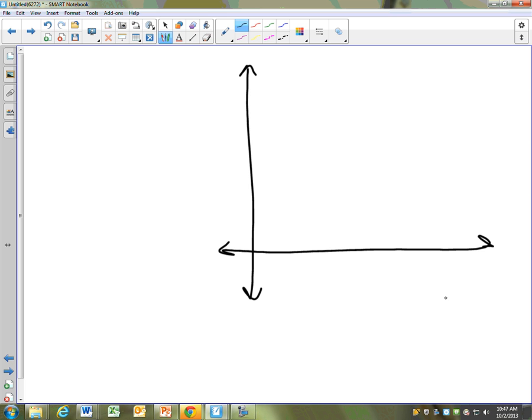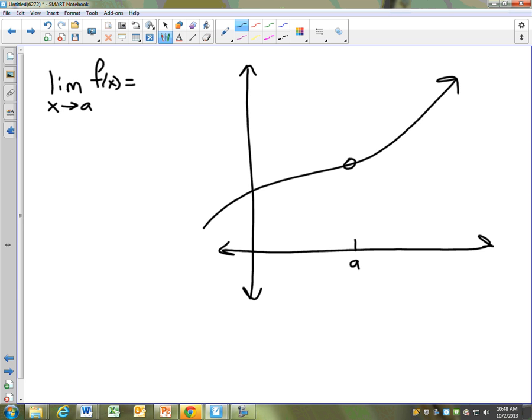Do you remember what I started drawing first yesterday? Let there be a function defined on an open interval. I want to see if you can help me here. What point do I put here? A. Is it necessarily defined at A? No, so I could have an open circle. Then we say that the limit as x approaches A of f of x is equal to L.